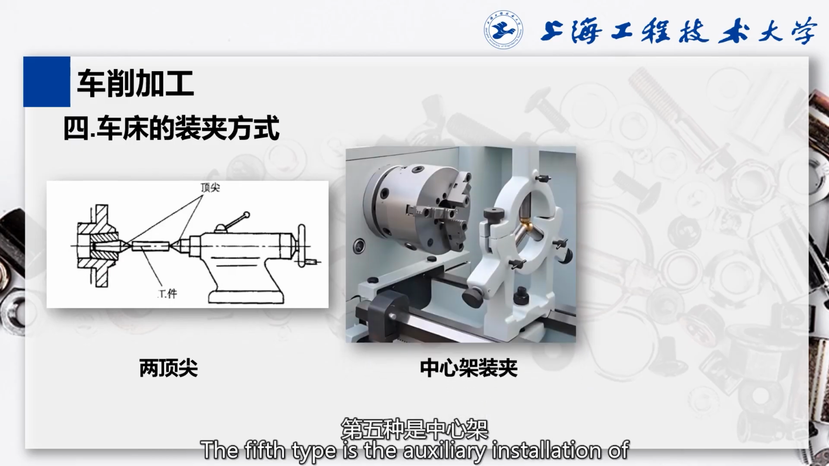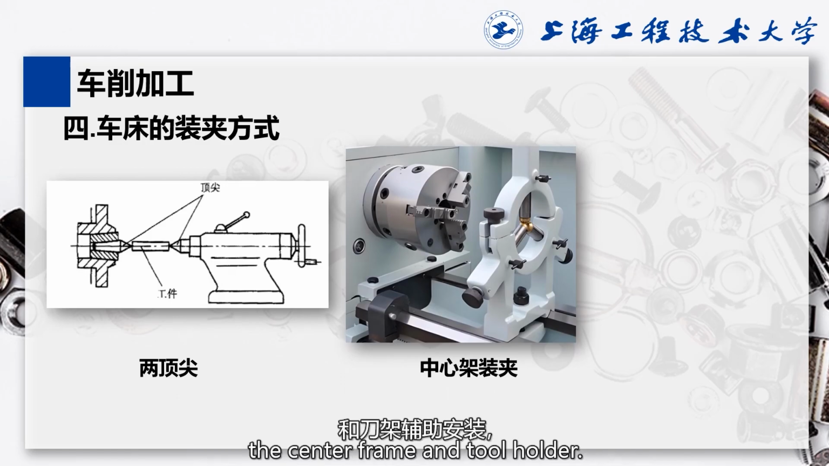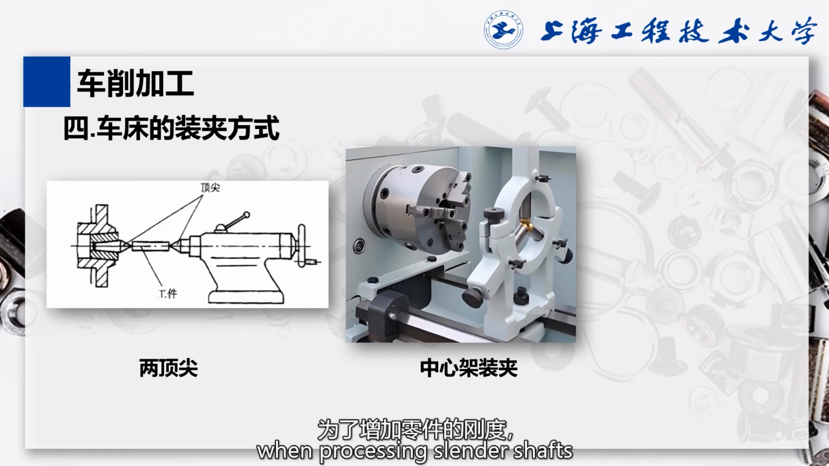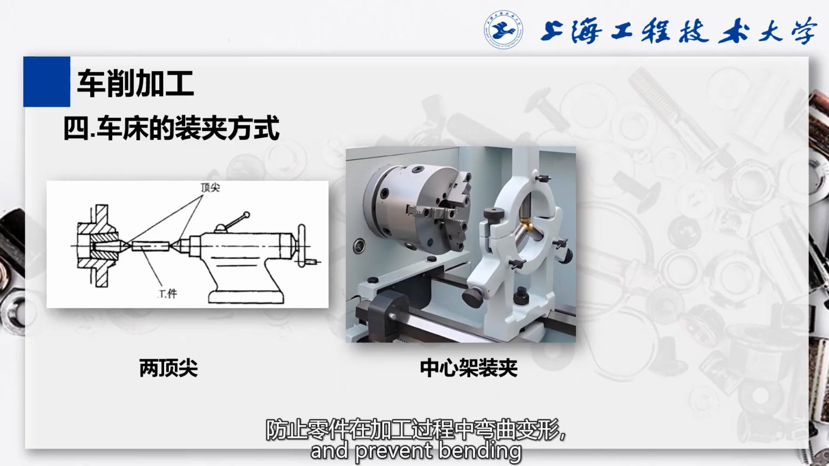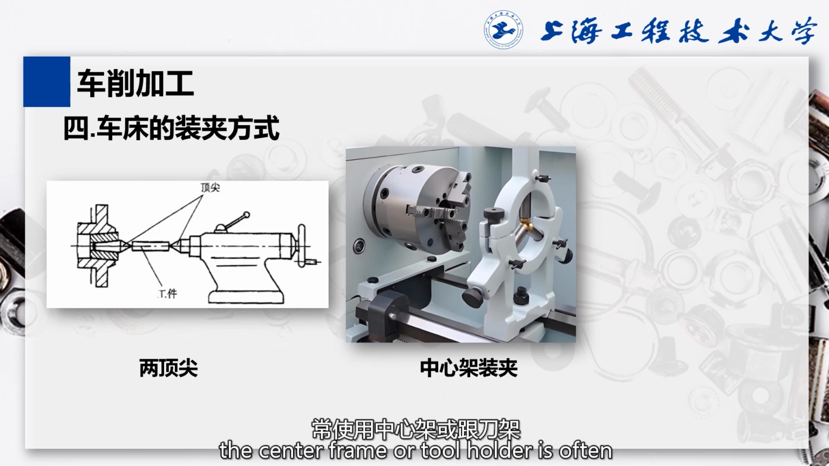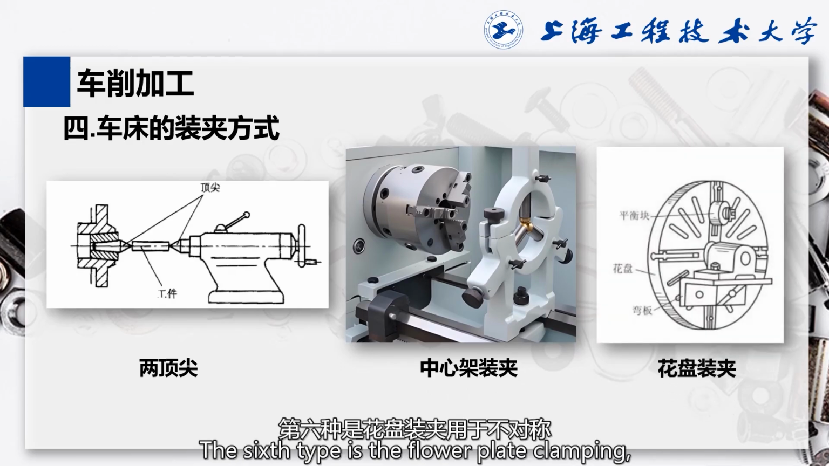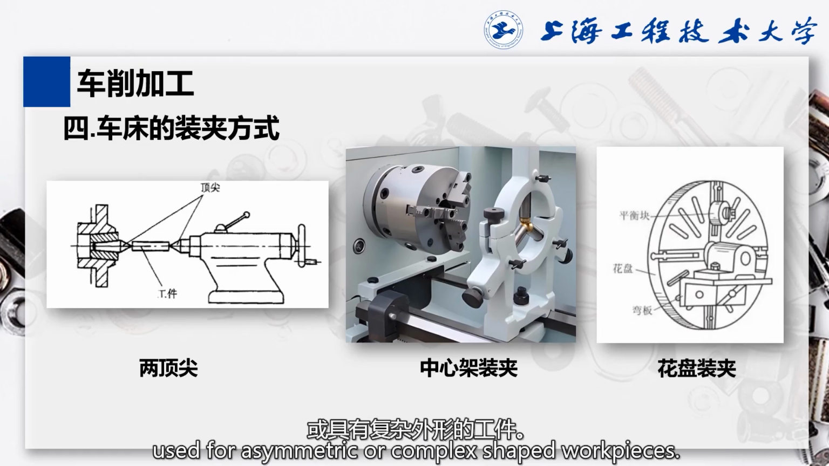The fifth type is the auxiliary installation of the center frame and tool holder in order to increase the rigidity of the parts when processing slender shafts and prevent bending and deformation during processing. The center frame or tool holder is often used as an auxiliary support. The sixth type is the flower plate clamping, used for asymmetric or complex shaped workpieces.